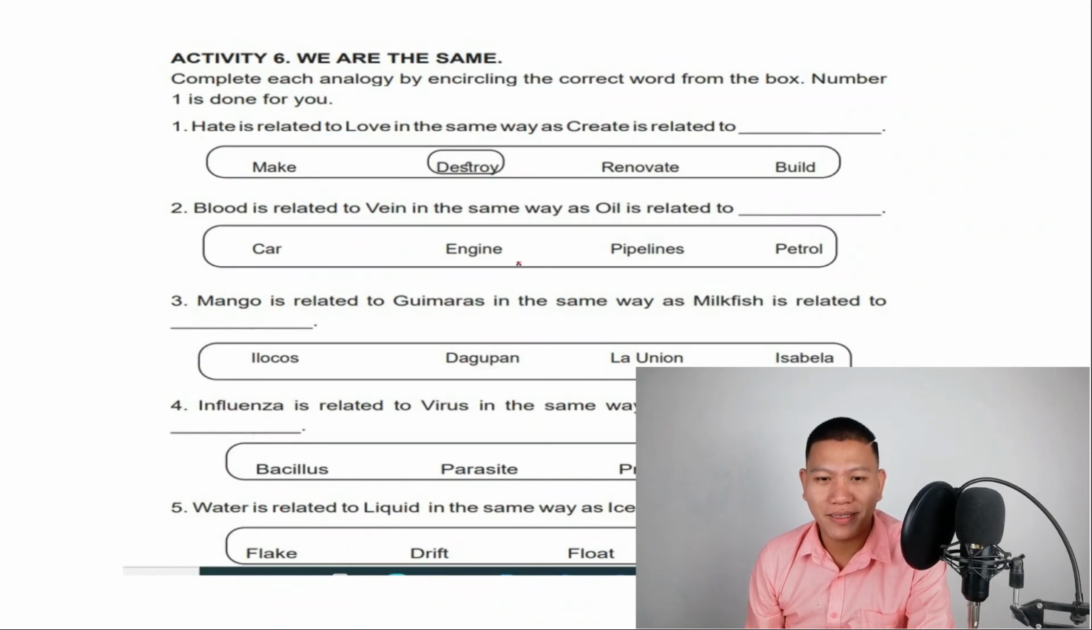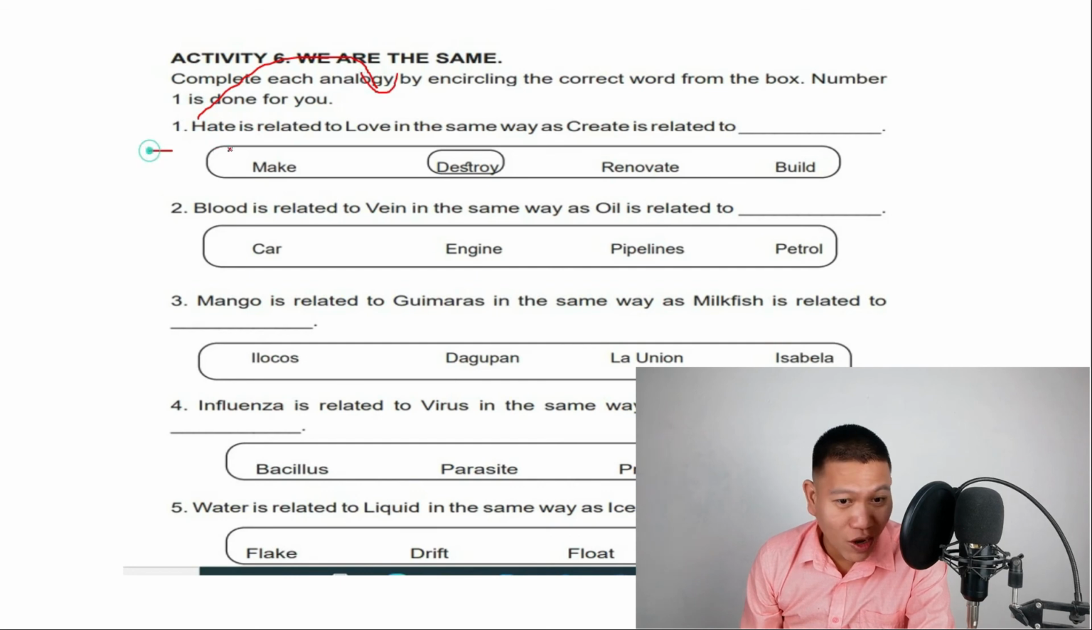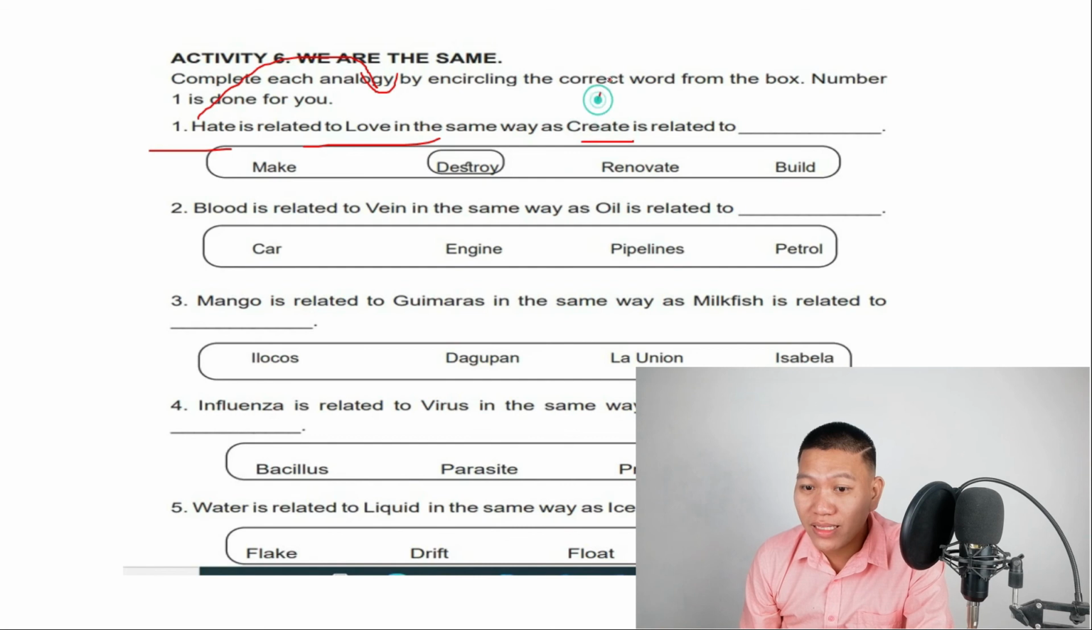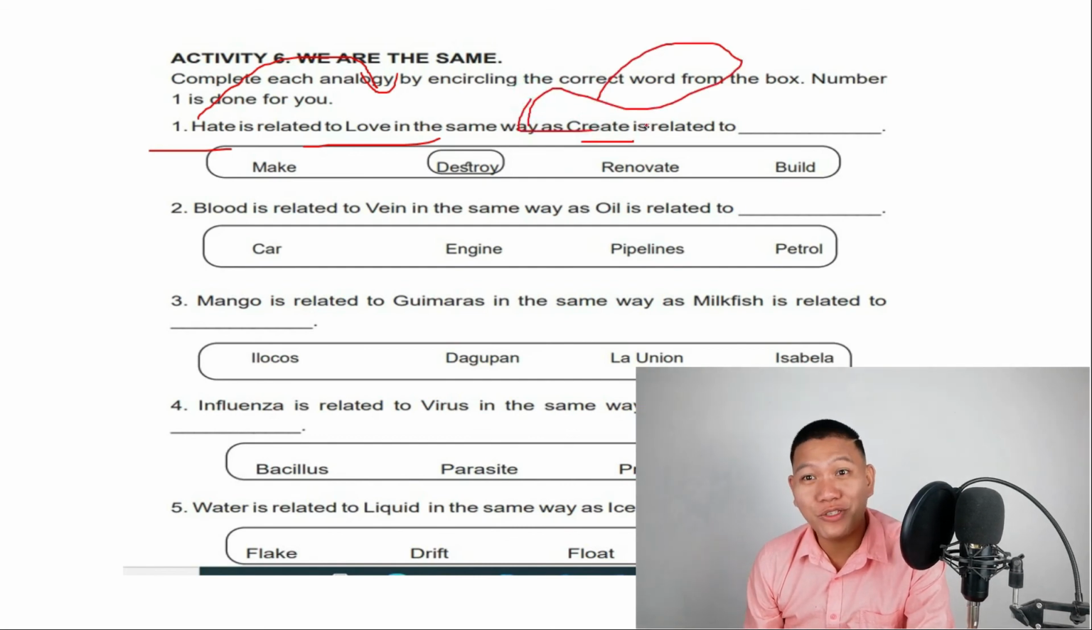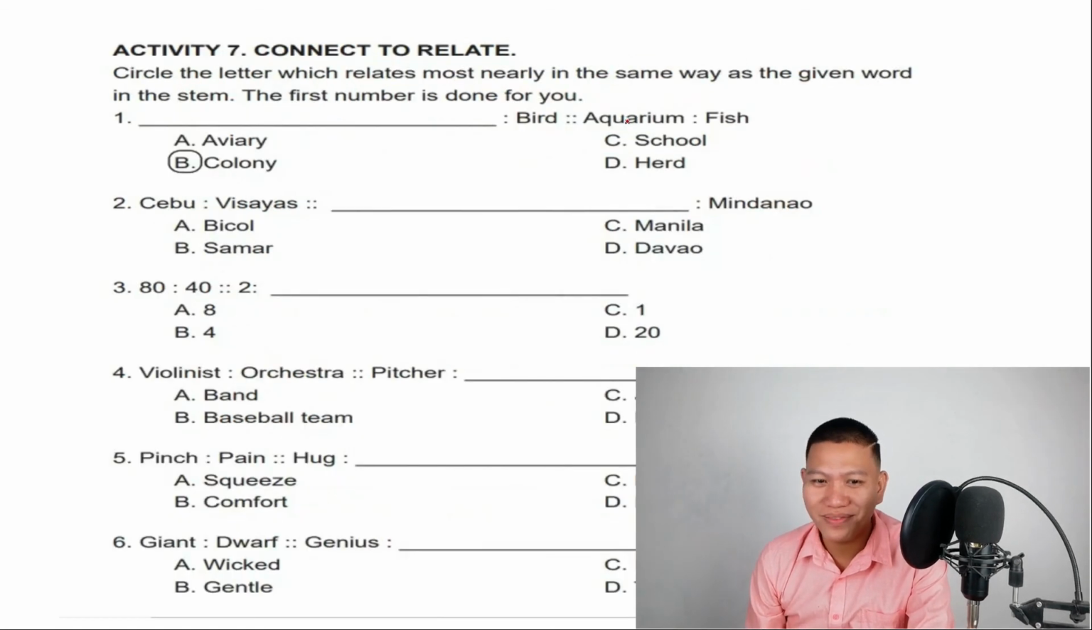Number 6. We will encircle the word that completes the analogy. Hate is related to love, so it's the opposite. Hate is the opposite of love. In the same way, create is the opposite of destroy. Get it?